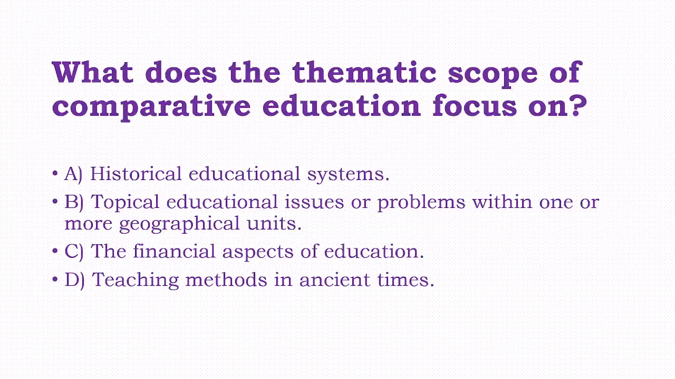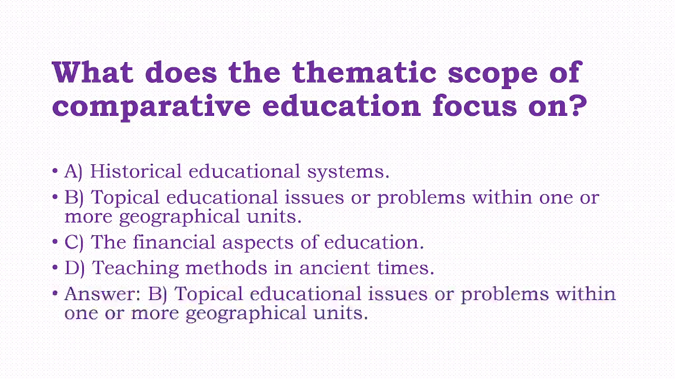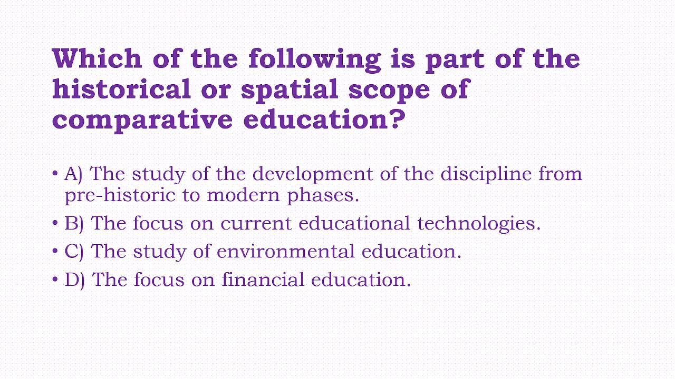Next, what does thematic scope of comparative education focus on? Option A, historical educational systems; B, topical educational issues or problems within one or more geographical units; C, the financial aspect of education; D, teaching methods in ancient times. Answer of this question is option B, that is topical educational issues or problems within one or more geographical units.